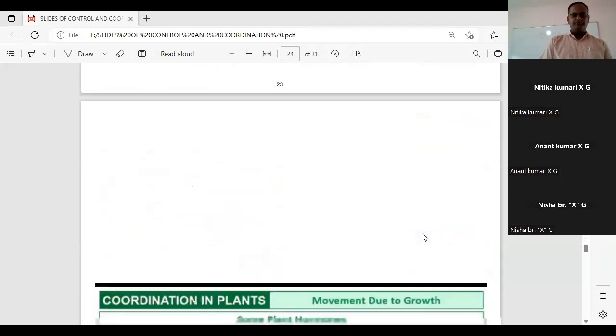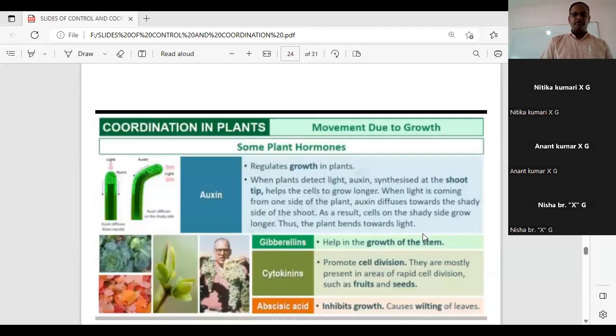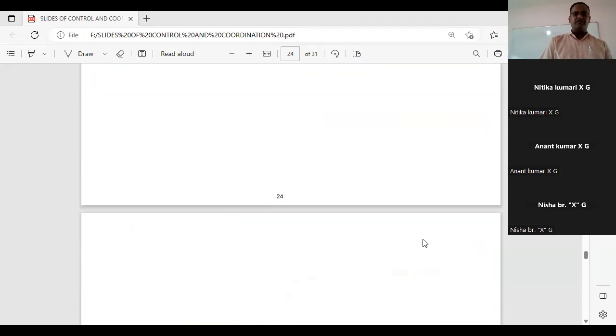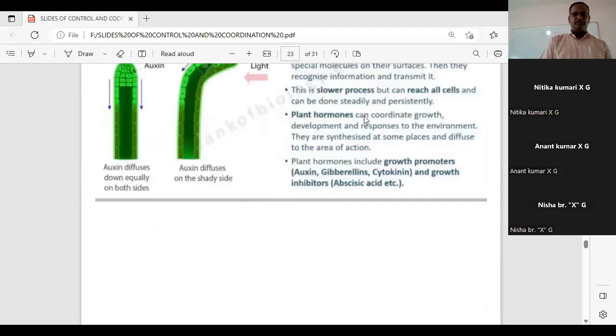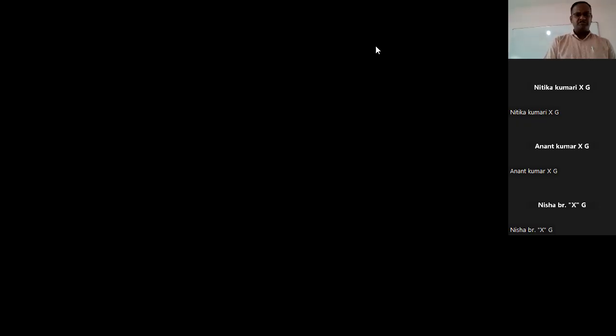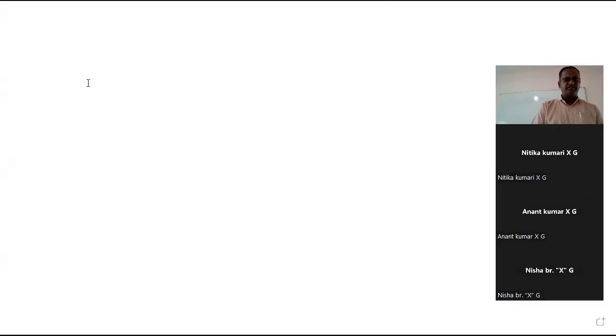Now, students, we will be coming to the next type of movement, that is nastic movement. The next type of movement, that is nastism. Now, the second type of movement in the plant, that is nastism. Okay, nastism. What is nastism?